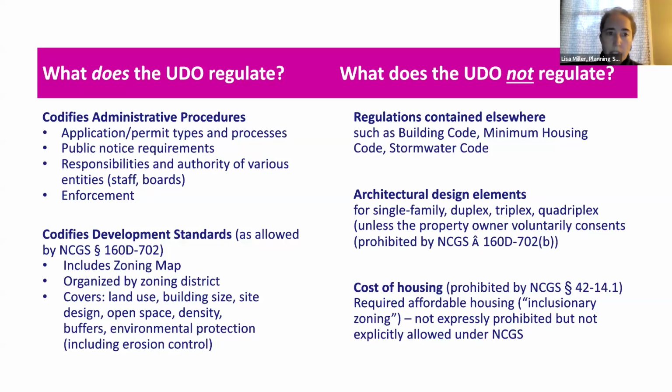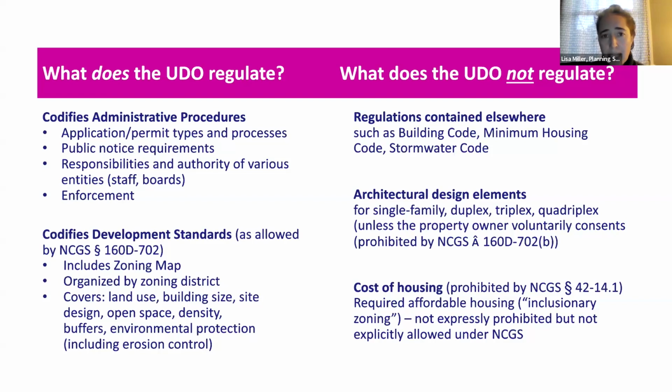So what process someone goes through when they have a permit, what kinds of notice are required to surrounding properties, who has different responsibilities or authority in those processes, and what kinds of enforcement are required or allowed for those sorts of things. And the other big piece that the UDO does regulate are actual development standards. So that includes the zoning map, the zoning districts, and covers things like land use, building size, site design, open space, density, buffers, environmental protection, etc.